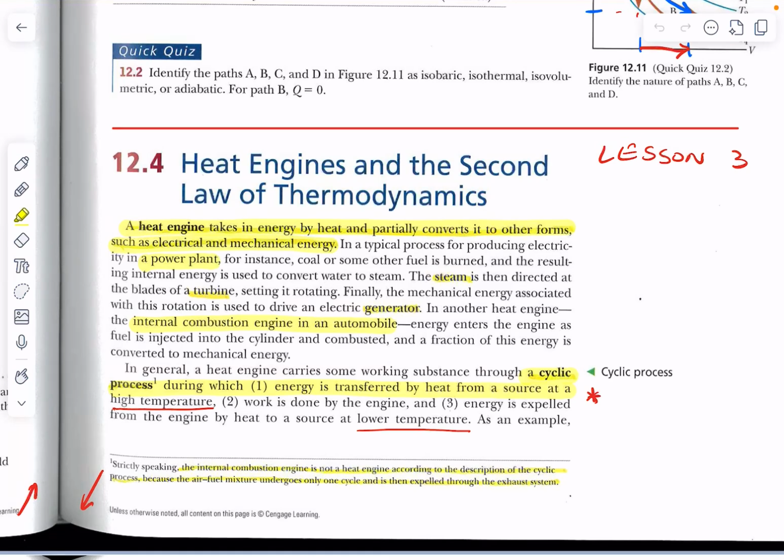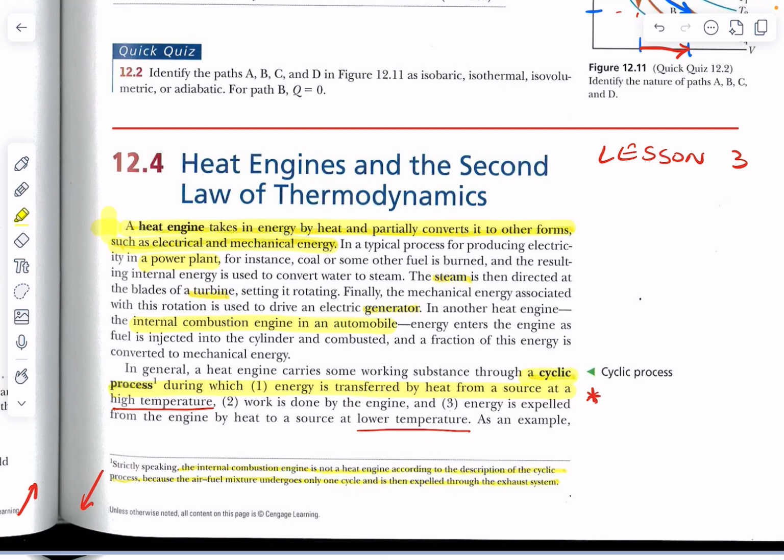Continuing our study of thermodynamics, the laws of thermodynamics, we're going to get into a discussion of heat engines and cyclical processes, processes by which you repeat the same sequence or the same number of cycles over and over again. This is lesson number 3. So we're going to need to define this term, a heat engine.